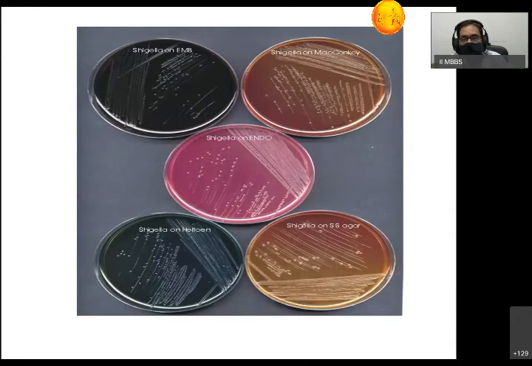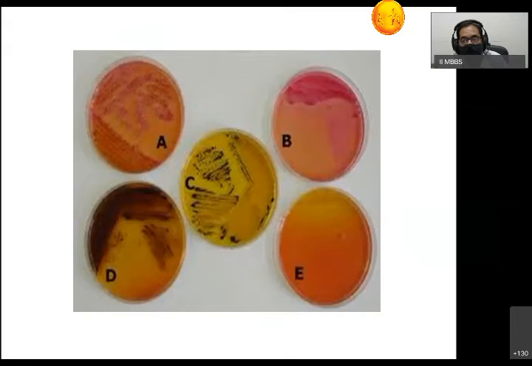These are the colonies of Shigella on EMB medium. Shigella grows as non-lactose fermenting colonies on MacConkey medium. Shigella is a non-lactose fermenter on SS agar. Shigella on Hektoen agar, and Shigella on Endo agar. So that is the representation of the different types of colonies which are seen.